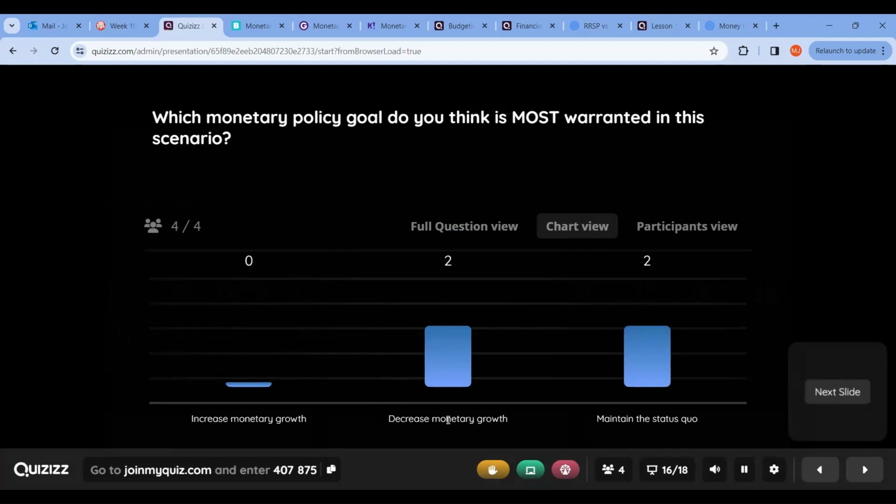I would do that because that would bring down inflation, because a lot of the time inflation is caused by too much money supply. So decreasing the money supply may be a good way to get out of it. Also, maintaining the status quo could work. You could also reduce government spending and increase taxes to solve this problem.